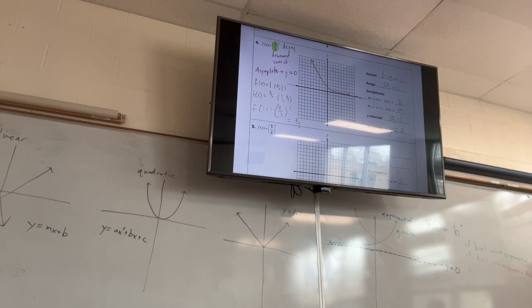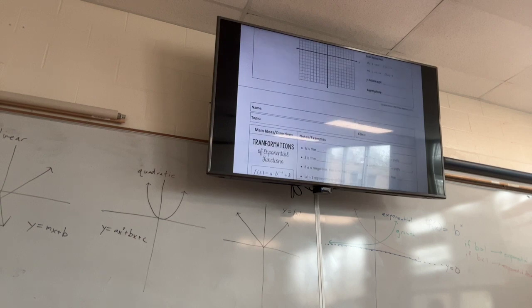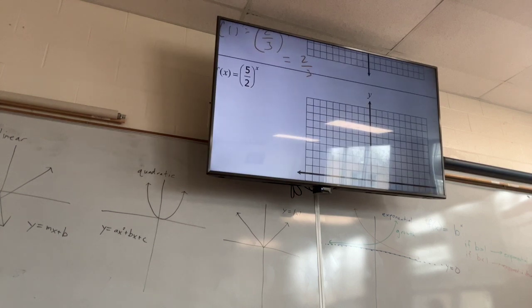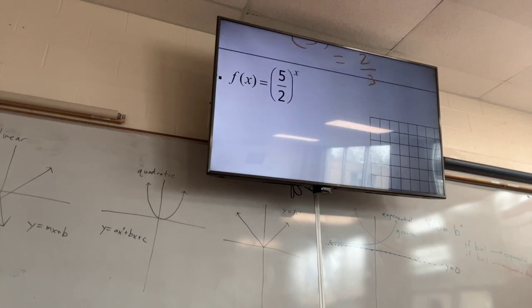All right, can I move on to 5? I'm going to just brush over 5 in the interest of time. This one can be a little tricky. Is this a growth or a decay? Growth. Why is it a growth? Yeah, so 5/2, it's a growth, since 5/2 is greater than 1.